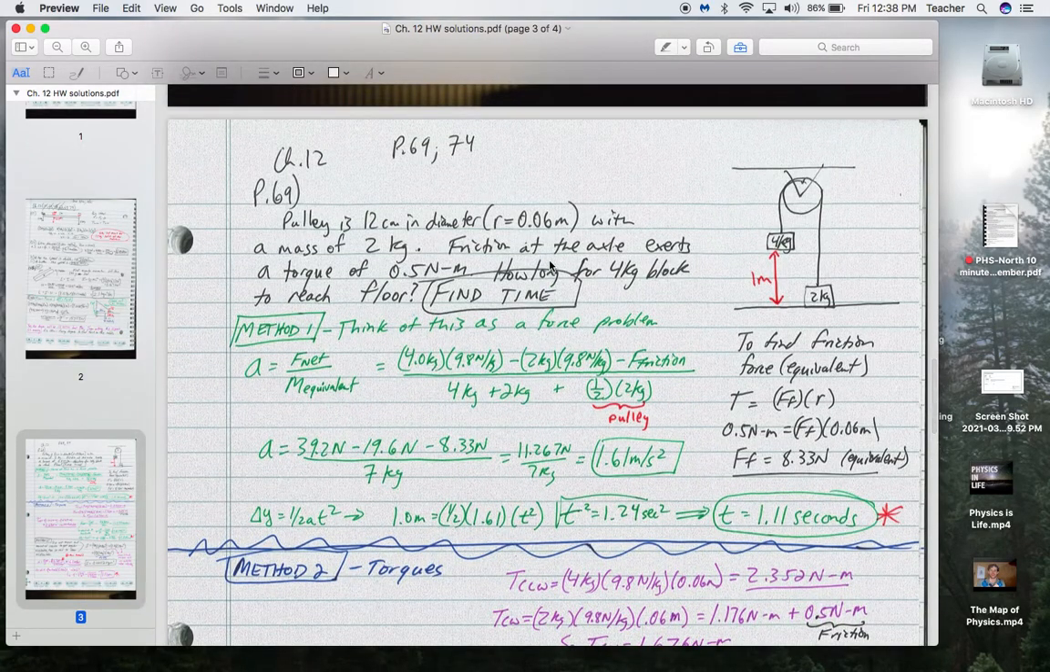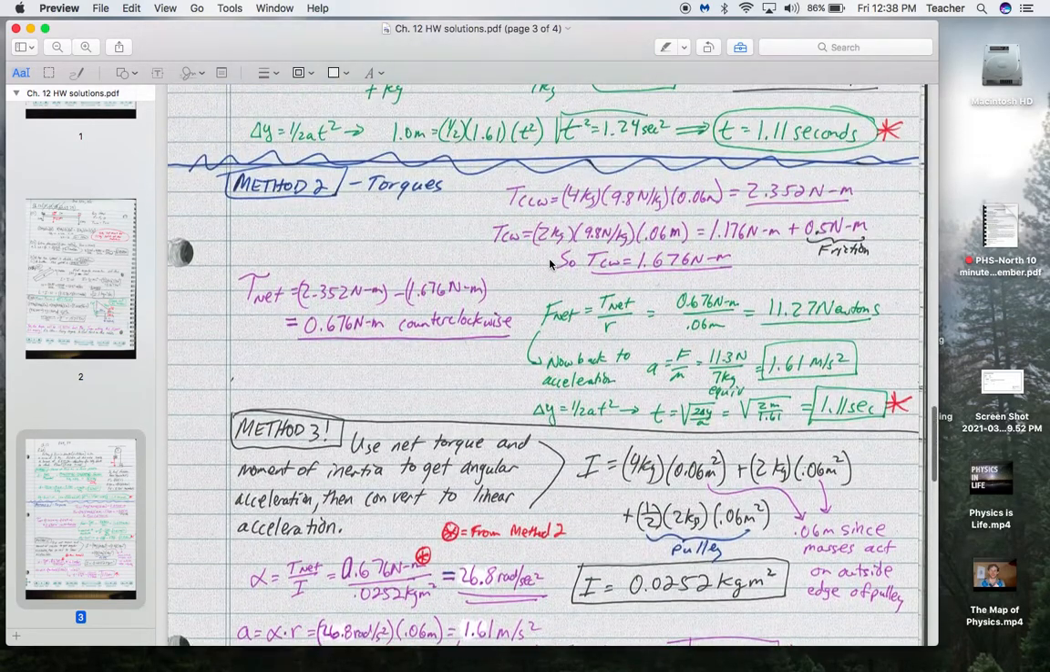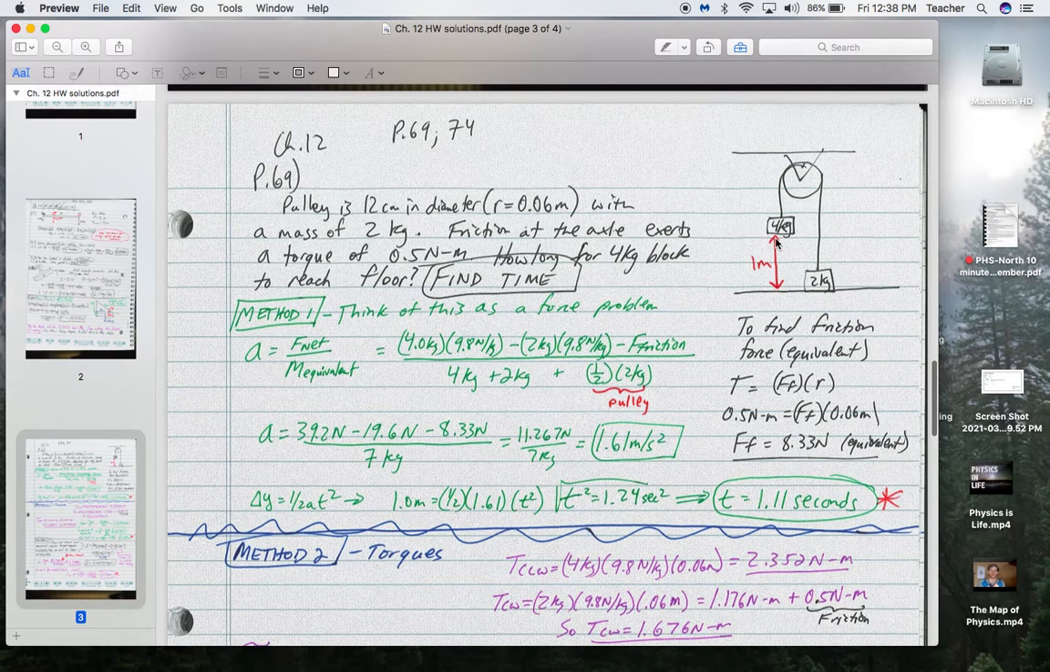Moving along here for problem 69, I solved this actually 3 different ways, so I hope you look at that. If I need to find the time that it's going to take this to hit the ground, I need to find its linear acceleration. Well, if I have 4 kilograms here, 2 kilograms here, obviously this will accelerate downward. But its rate of acceleration depends not only on the net force of the system, but also the equivalent mass, meaning gravity is pulling this down, but gravity would be pulling this down. And also, this circular disk has a moment of inertia, which opposes its change in motion, or its acceleration as well.